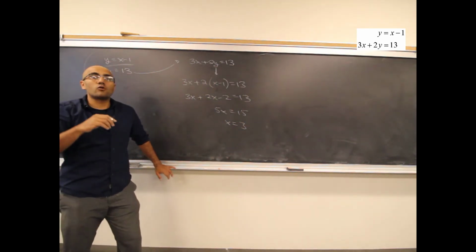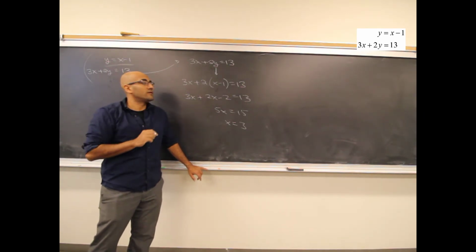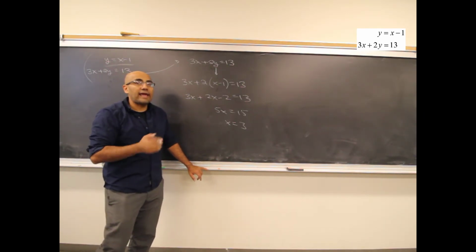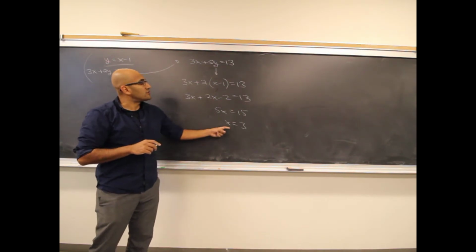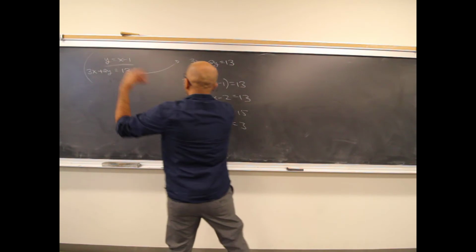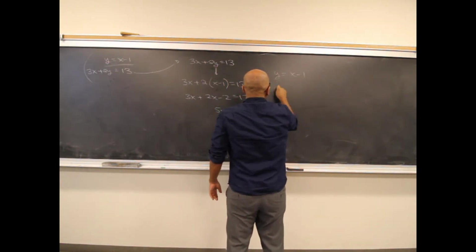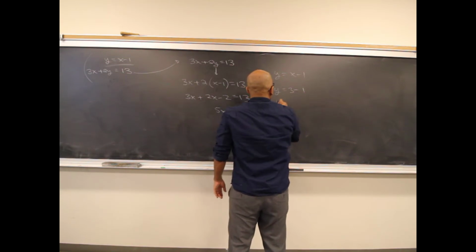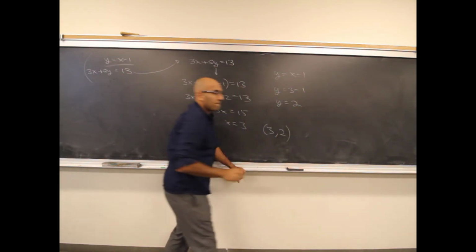Many books just don't bother with letting x equal a and y equal b. That's all. Once you solve for x, you can go back to the original and solve for y. y equals x minus 1, so y equals 3 minus 1. y equals 2. And so you get the ordered pair 3 comma 2.